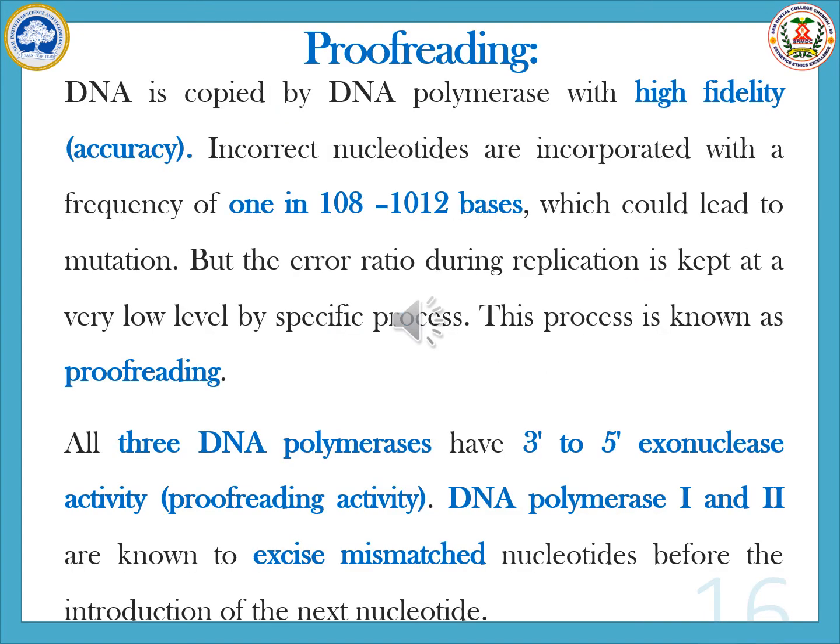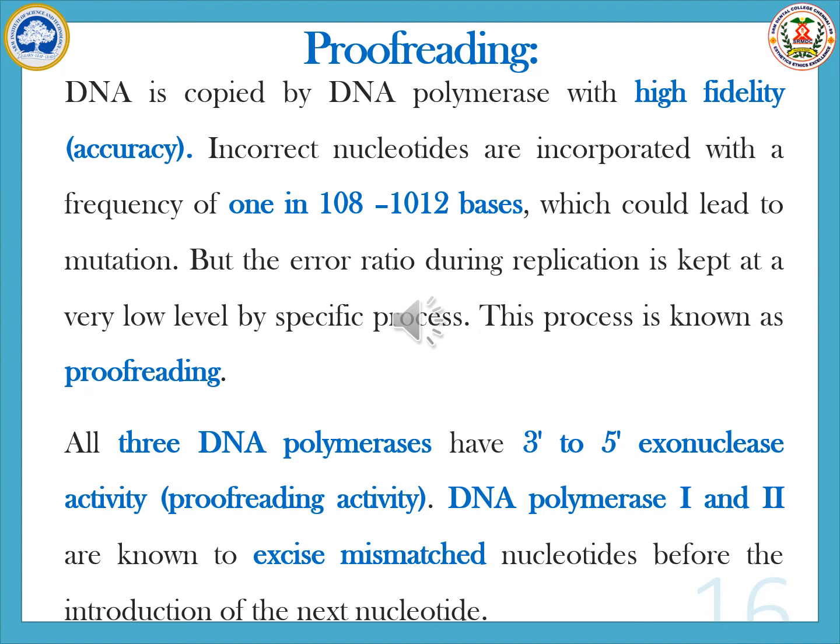Now we have come to an important topic, that is proofreading. Proofreading is considered to be an important aspect of replication. The DNA polymerase, with high fidelity, copies the parent DNA with high accuracy. Sometimes incorrect nucleotides get incorporated during the replication process at a frequency of 1 in 10^8 to 10^12 bases. This could lead to mutation. Sometimes the mutation may be deadly.